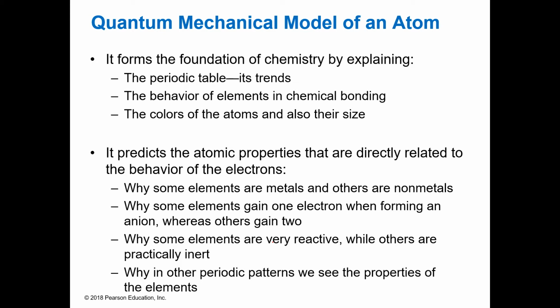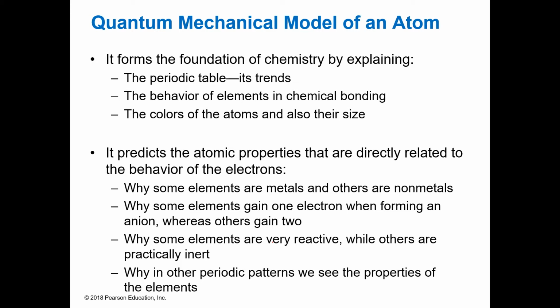Atomic properties are directly related to the behavior of atoms. They are things like, why is it a metal? Why is it a non-metal? Why does one element gain electrons? Why does one element lose electrons? Why does one element only gain one electron and another gains two? Some elements are very reactive, some are not. Some of them, like our noble gases, are inert, which means they're not reactive at all. This all is dependent on our electrons in the quantum mechanical model of our atom.